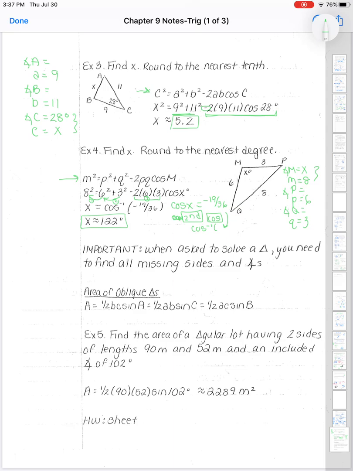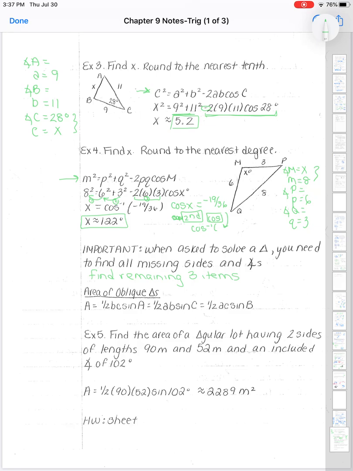So you might be asked to solve for just one specific item, whether it be a side or an angle, or where it says important, it says when you're asked to solve a triangle, you need to find all of the missing sides and angles, which means usually you're given 3 items, you have to find the remaining 3 items. So let's write that. Find remaining 3 items.